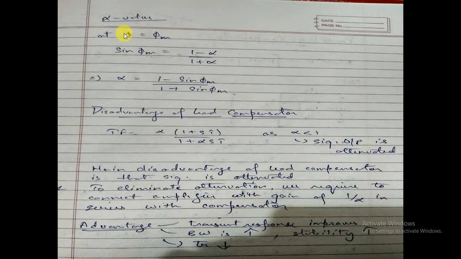Now at phi equal to phi m, sine of phi m is equal to (1 minus alpha) by (1 plus alpha). This is another formula that you can remember easily in terms of phi m only. We are calculating alpha here. So from this expression we can calculate alpha as (1 minus sine phi m) by (1 plus sine phi m). Alpha is what we are going to talk about here.